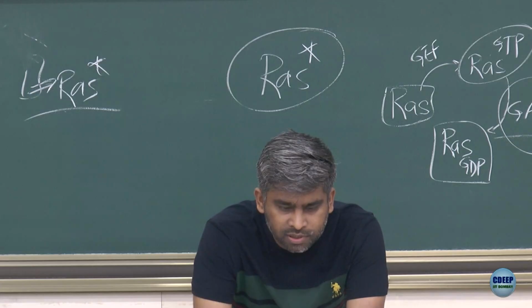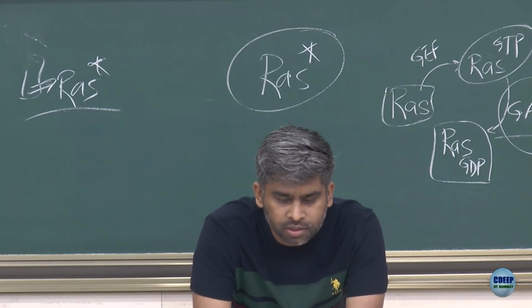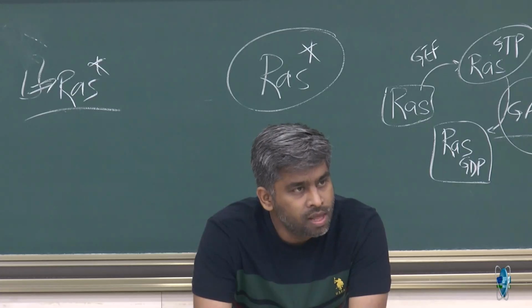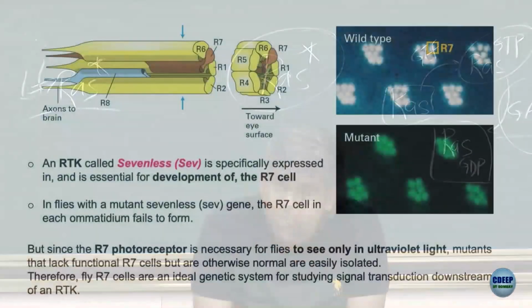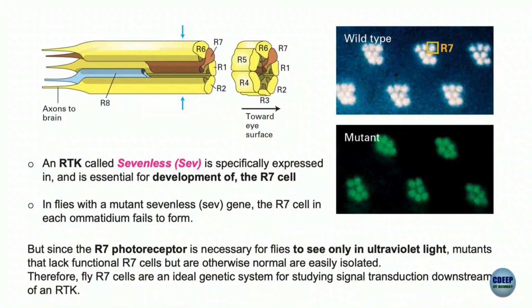Therefore, fly R7 cells are an ideal genetic system for studying signal transduction downstream of receptor tyrosine kinases. Many times these systems were very helpful to understand the basic signaling pathways, not necessarily because they have physiological relevance as such. I do not know when flies will see ultraviolet, but this is the system scientists were able to develop, because this is the receptor tyrosine kinase. If you play with these receptor tyrosine kinase cells, you can understand what is upstream or downstream of this molecule and how it is important in the development of these R7 cells.